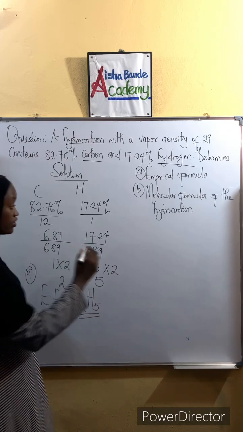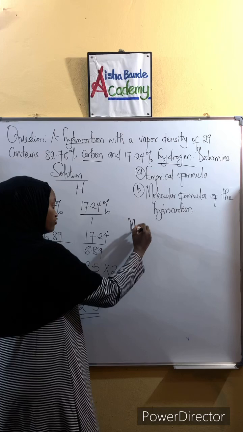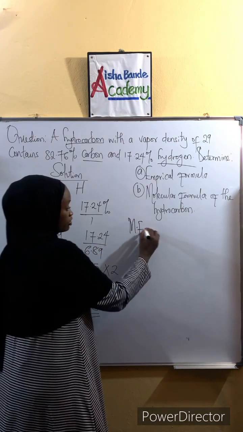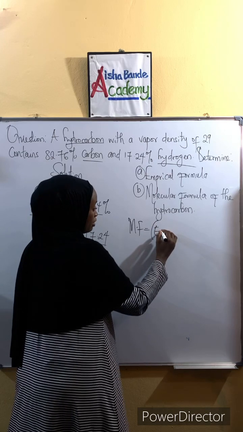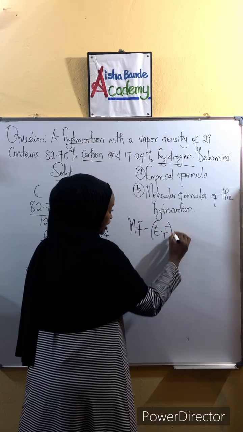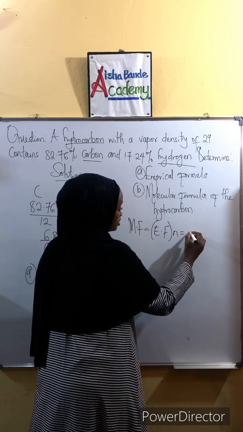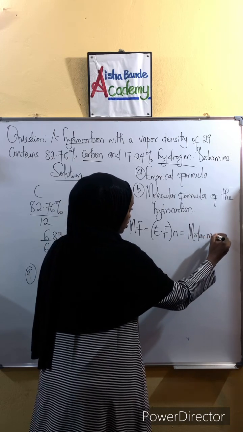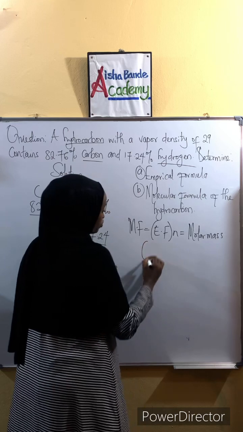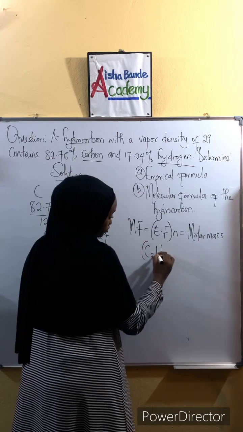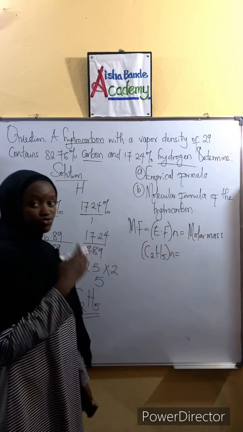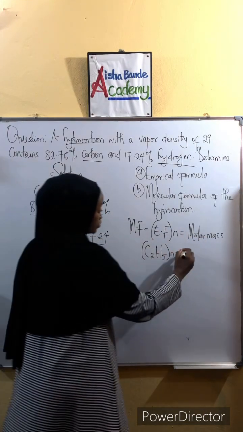So now let's get the molecular formula. The relation we have to use to get the molecular formula is the empirical formula times n is equal to the molar mass that has been given from the question. As you can see, we have our empirical formula to be C2H5, times n is equal to the molar mass given in this question, which is the vapor density, given as 29.